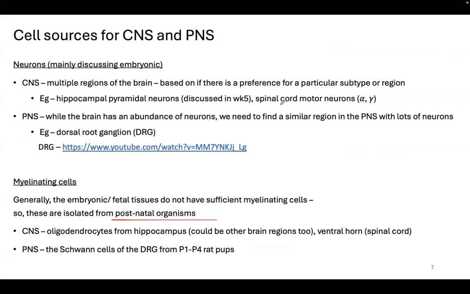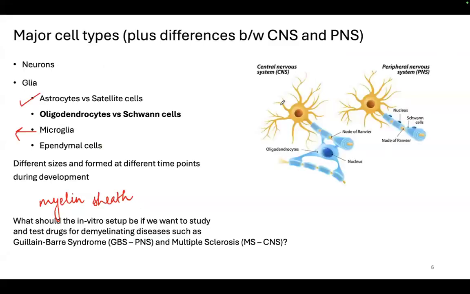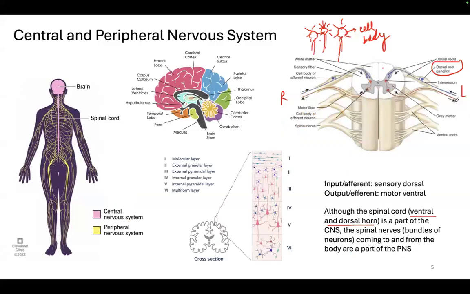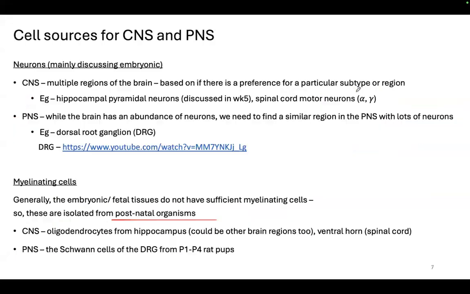Or you can take from the spinal cord, where you have these motor neurons. Remember the ventral part, the front part that's coming from the spinal cord. We'll call them spinal cord motor neurons. So you can have those coming out. We'll talk about those briefly, since that's the example that was discussed this week.